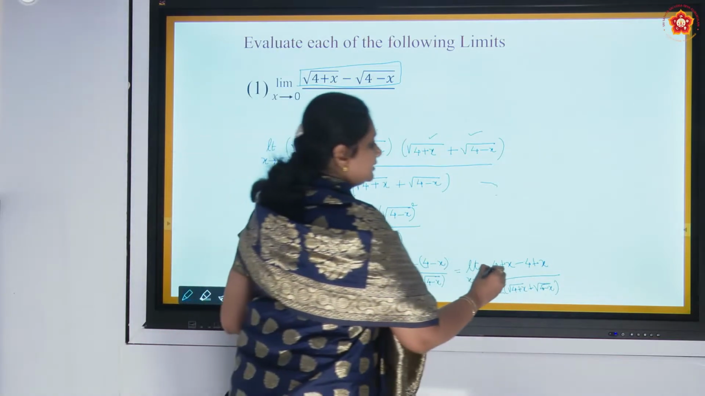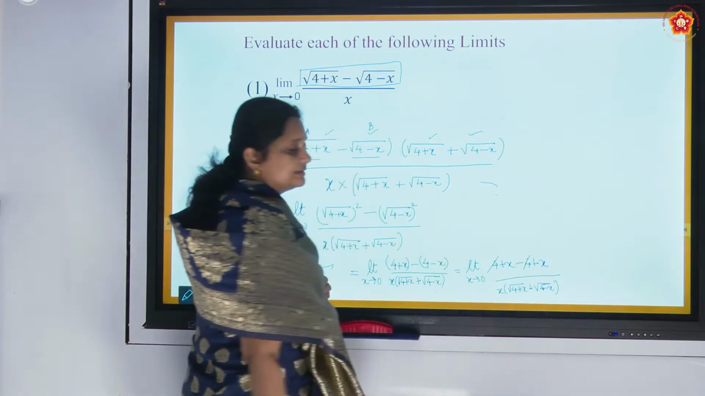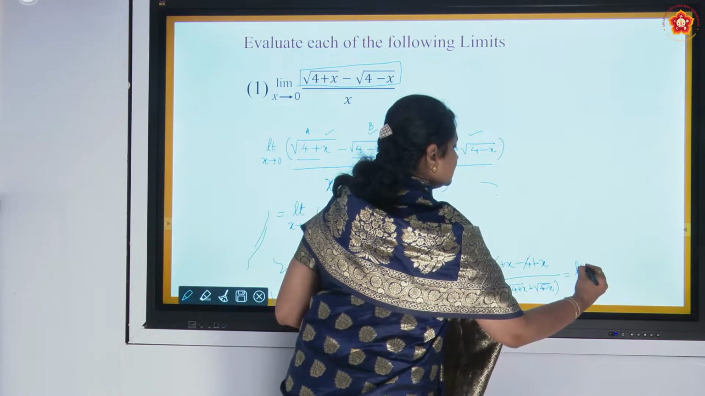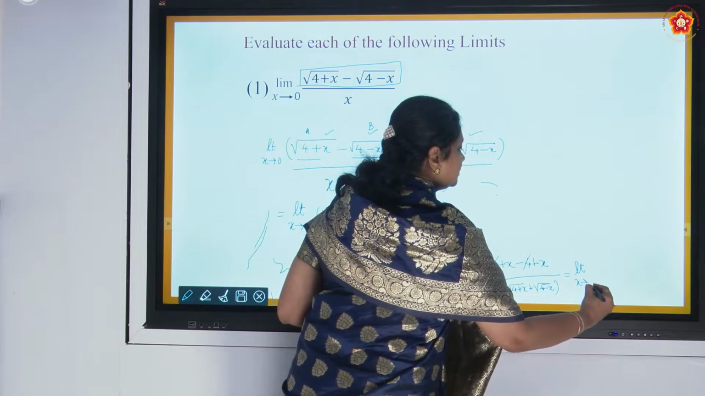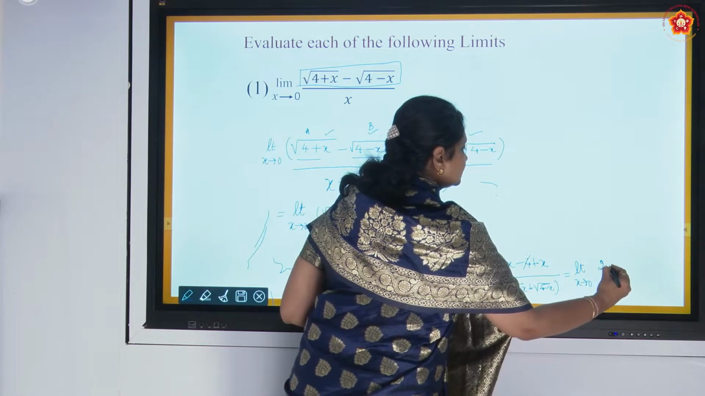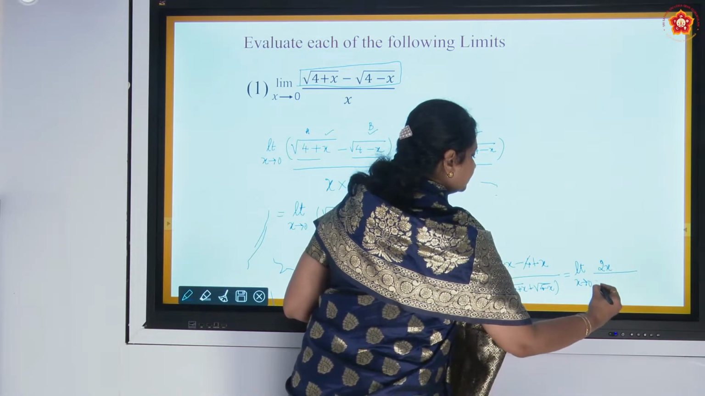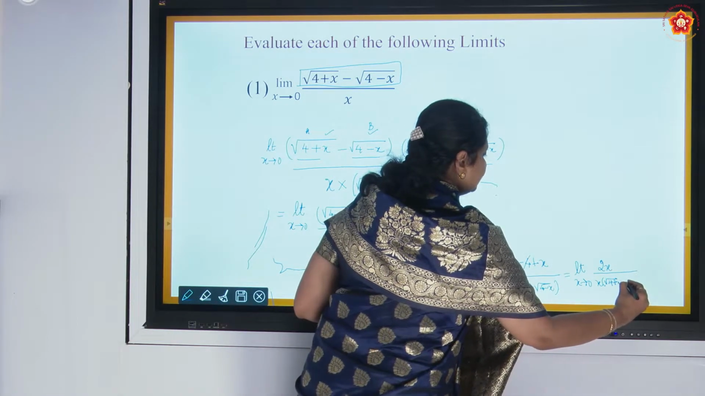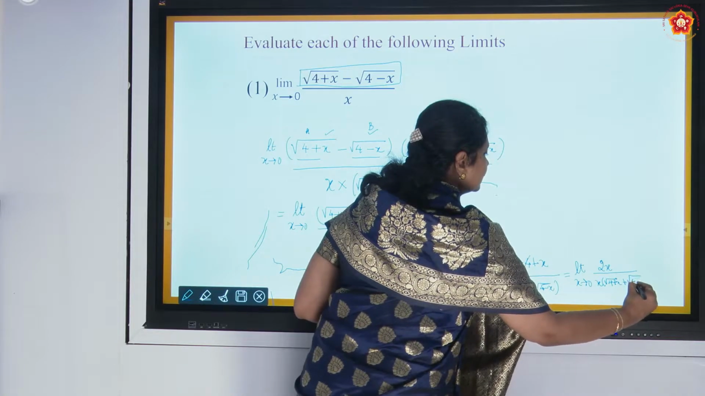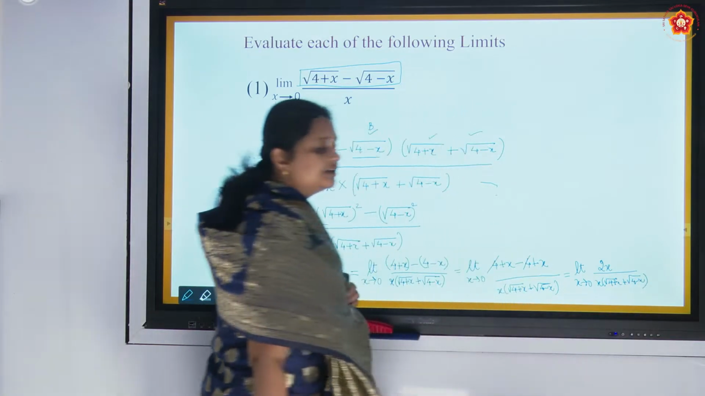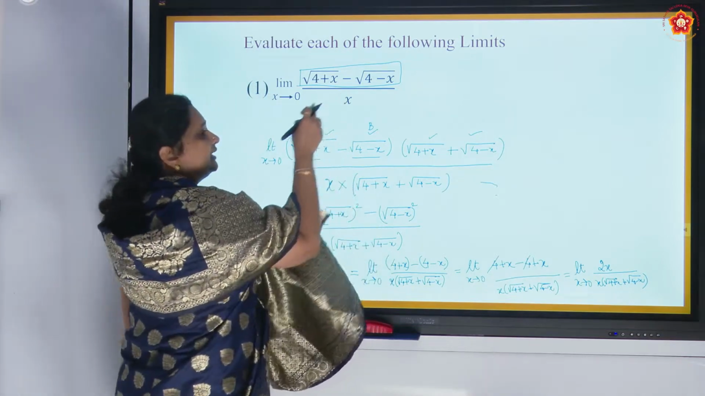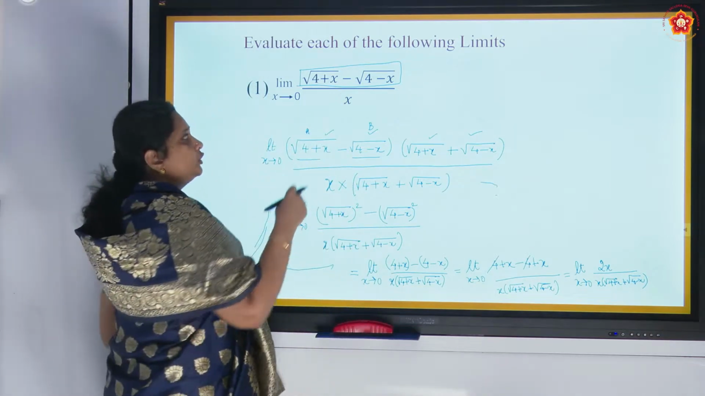So when I simplify this, 4 and 4 get cancelled out, and I have x plus x, that is equal to 2x. So limit x tending to 0, 2x divided by x into root of 4 plus x plus root of 4 minus x. Now my challenge was that it was taking me to an indeterminate form, wherein I was getting a 0 on the numerator and on the denominator.